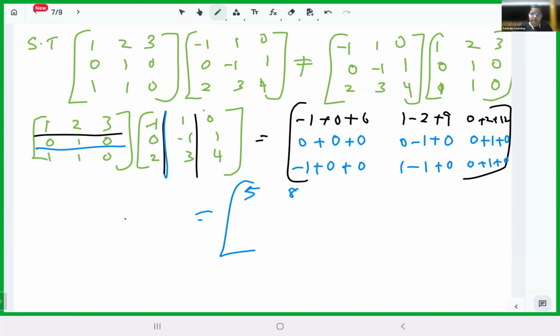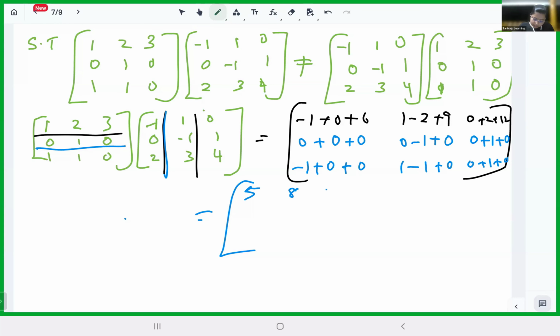Right? You have to subtract the smaller value from the bigger value and then you put the sign of the greater value, right? So it is minus 1 plus 9. So 9 is greater. 9 minus 1 is 8. And what is the sign of 9? 9 is plus, right? So it is plus 8.